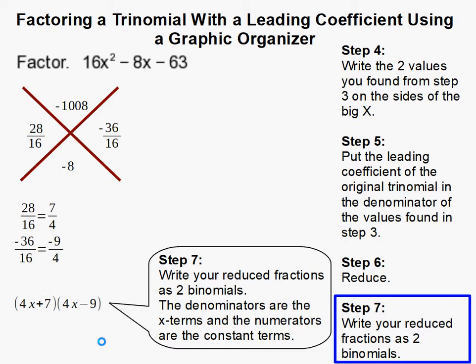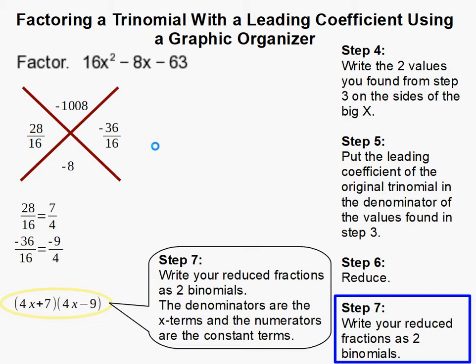Now, when I first learned this, I was like, no way this works. So let's double check. If you don't believe me, let's do FOIL. First: 4x times 4x is 16x squared. Then outer, this is negative 36x. Then this is 28x. So negative 36 plus 28 is negative 8x. And then negative 9 times 7 is negative 63. Alright, and that completes this problem.